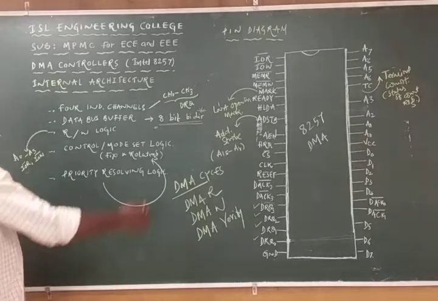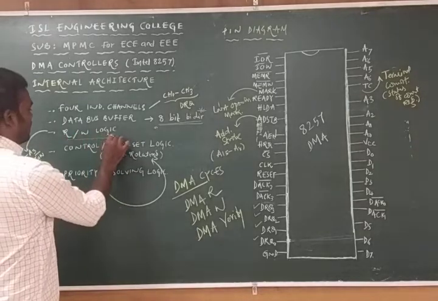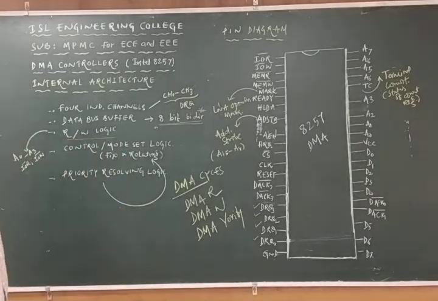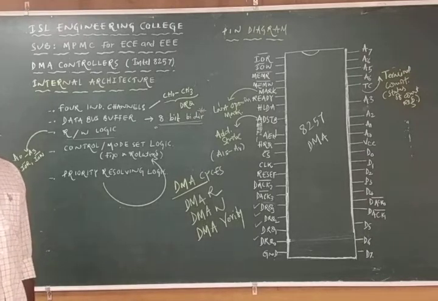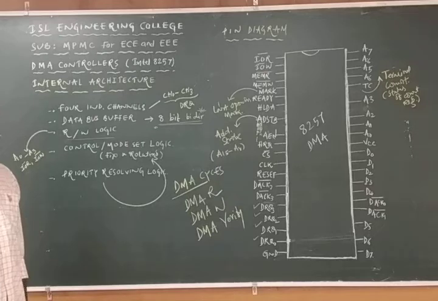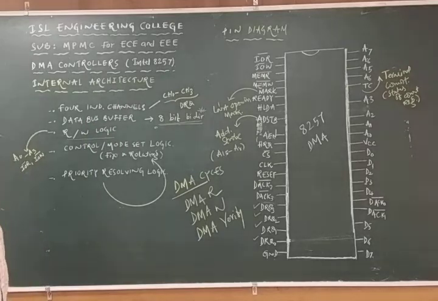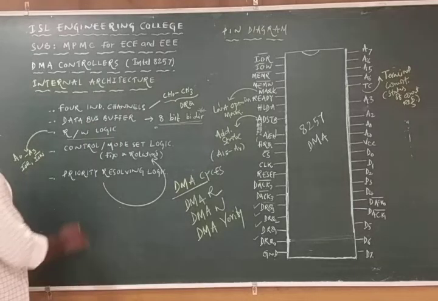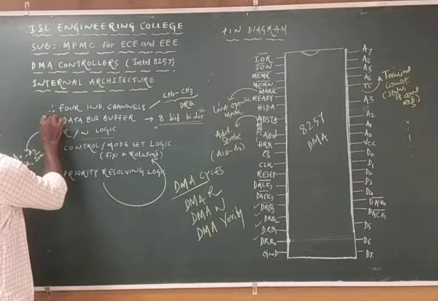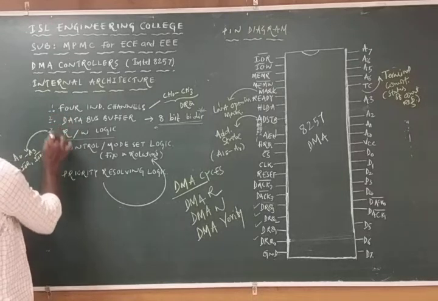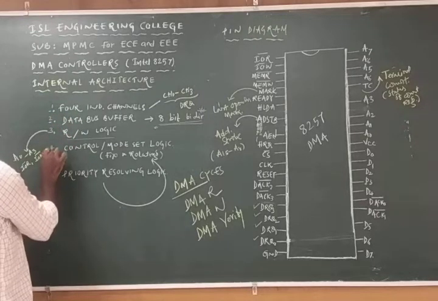And this is the third part in the internal architecture of 8257. It is nothing but the read write logic. That means any input output device, by making use of the DMA controller, can read the data from the memory location and write the data into that particular memory location. So there are 5 parts in the internal architecture of 8257, that is the DMA controller.